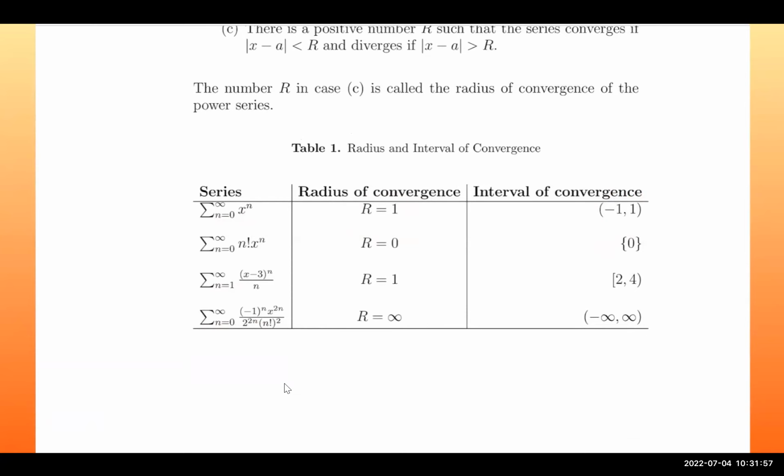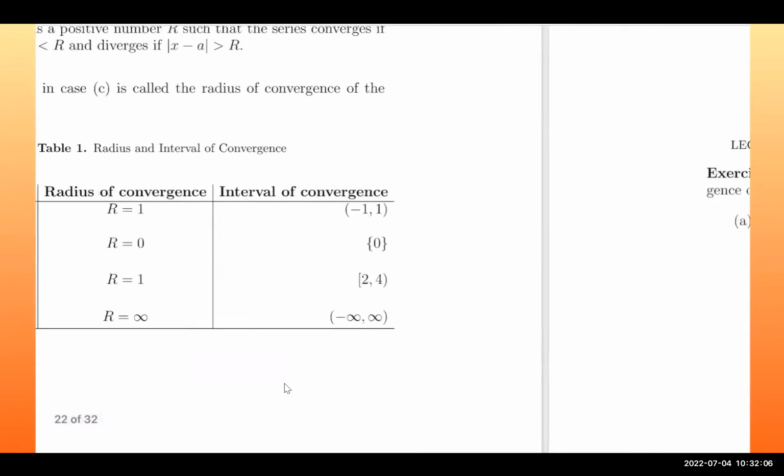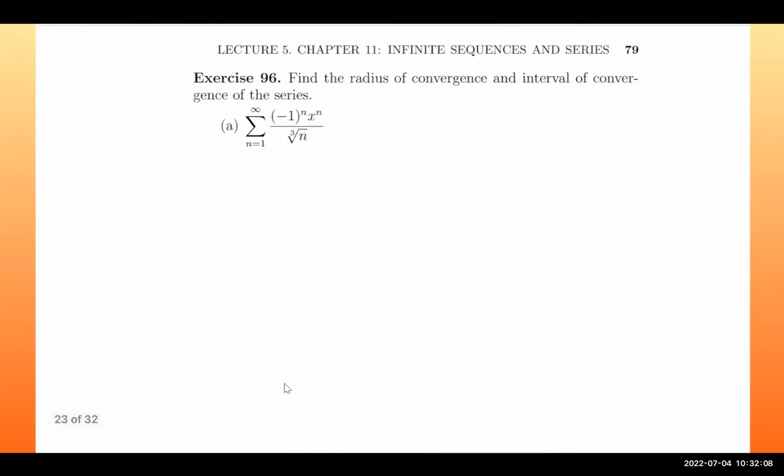So we'll show you how to do this. It's essentially all ratio test. So let's show you how they get the radius of convergence and also the interval of convergence, which is what you'll have to do for these problems. So here it is. Find the radius of convergence and the interval of convergence of the given series.